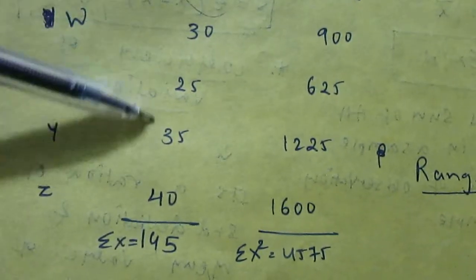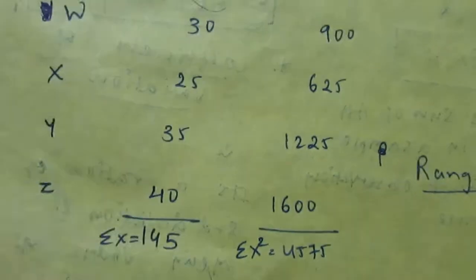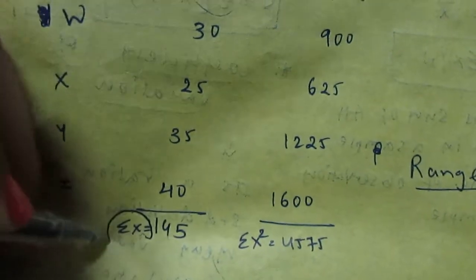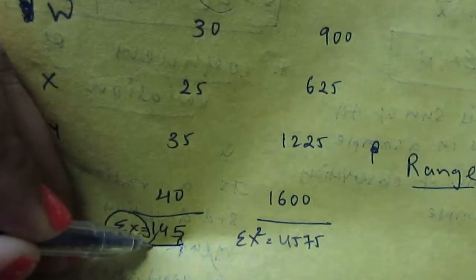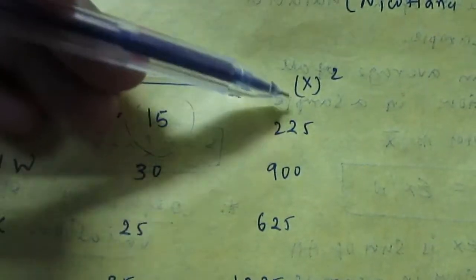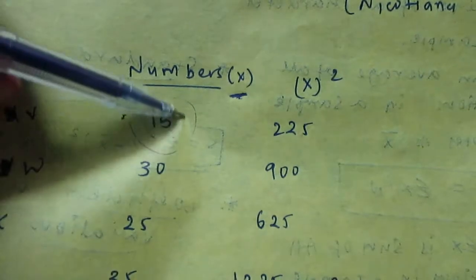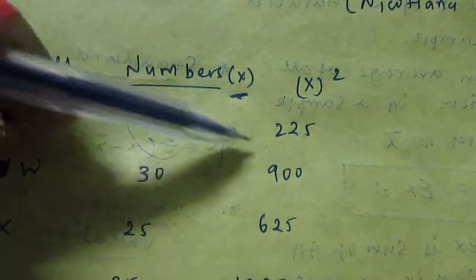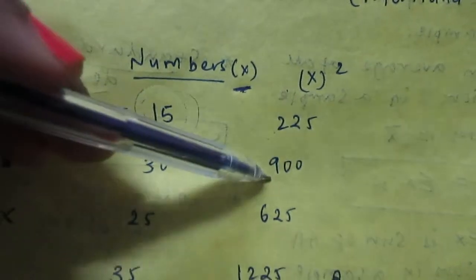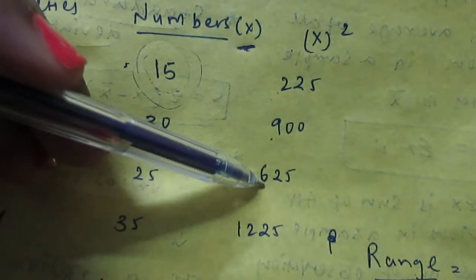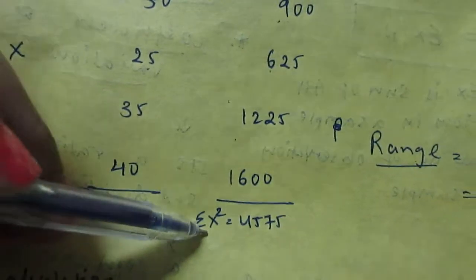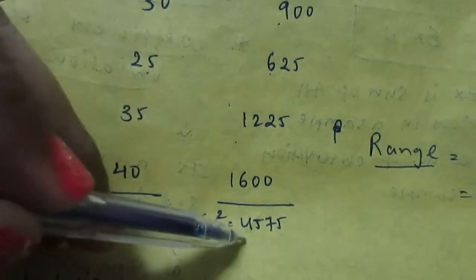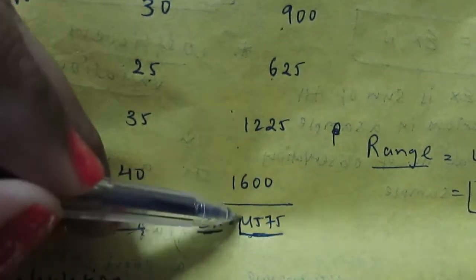If we consider the total of these x values, that is denoted as sum of x, which I already calculated, that is 145. Now x square: if we take the square of each individual observation, 15 square is 225, 30 square is 900, 25 square is 625, and likewise for the others.